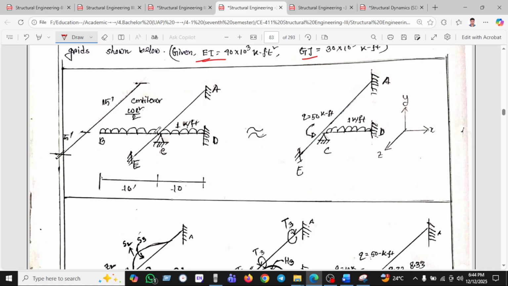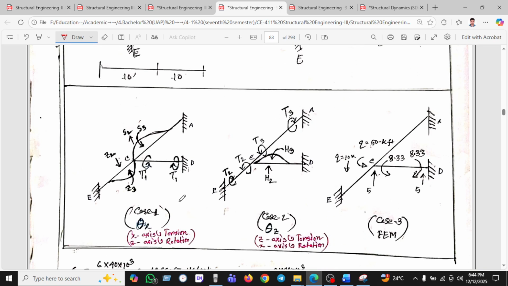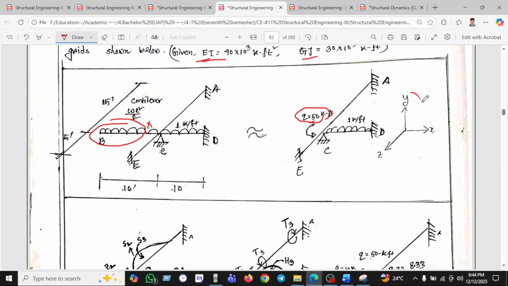Okay, so we see this portion is a cantilever. That's why we can use WL square by 2, which is found to be 50 kip feet. So we can use 50 kip feet here, but we can eliminate this point. So now we can use theta x. Theta x means we have two directions here. This is the x direction and this is the z direction, and y is vertical.